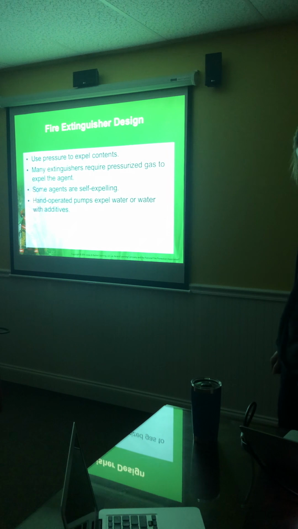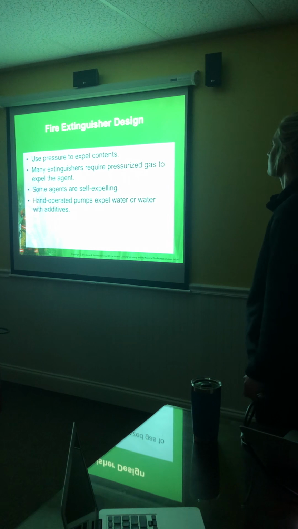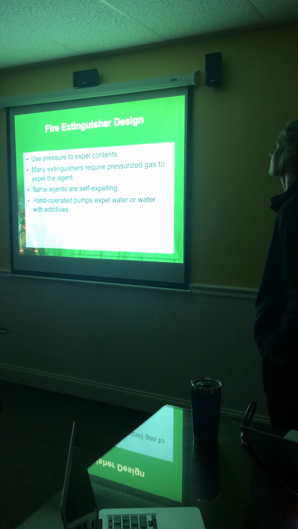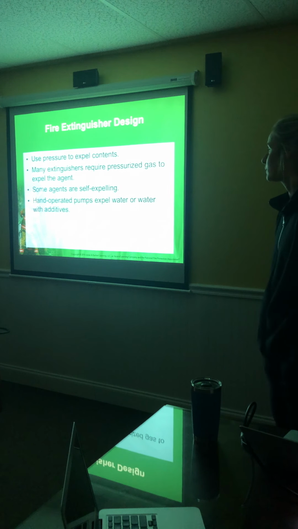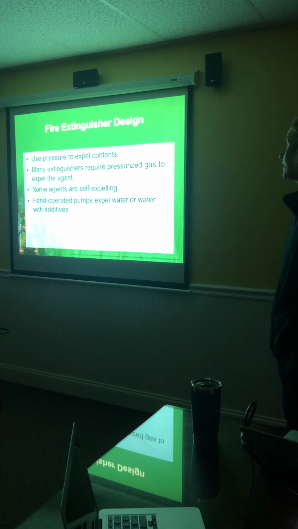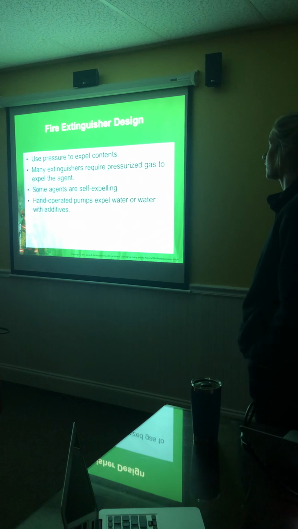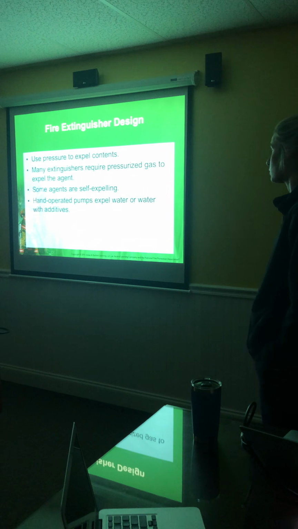Fire extinguisher design. They use pressure to expel contents. Many extinguishers require pressurized gas to expel the agent. Some agents are self-expelling, and some have a hand-operated pump that expels water or water with additives.